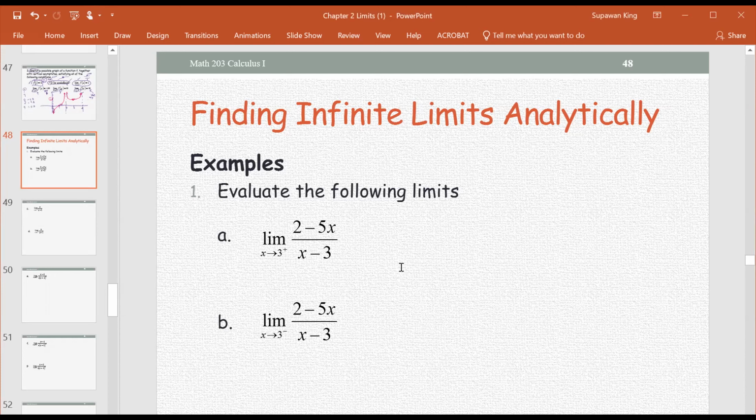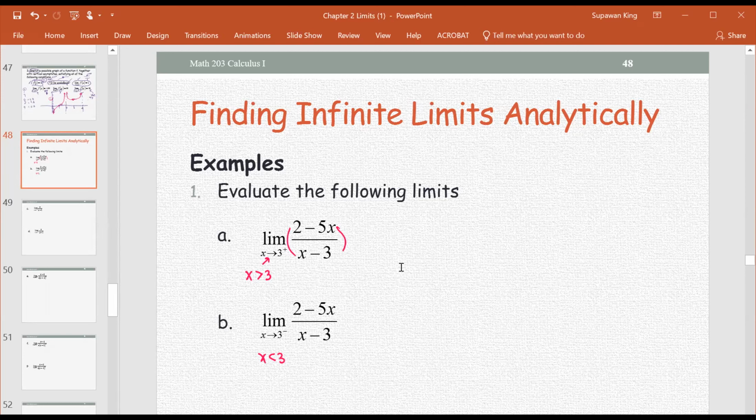For this example, we are going to analyze the function 2 minus 5x divided by x minus 3, in both parts a and b. In part a, x approaches 3 positive, that means x is slightly greater than 3. For part b, approaching 3 negative, that means x is slightly less than 3, very close to 3.